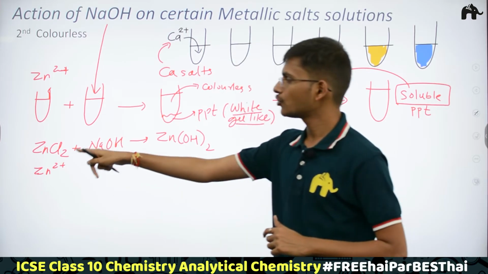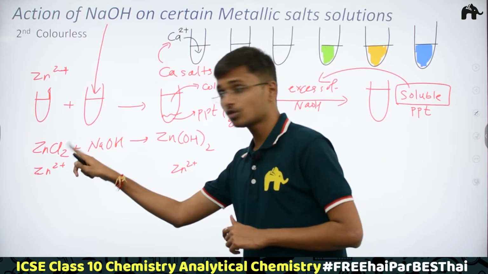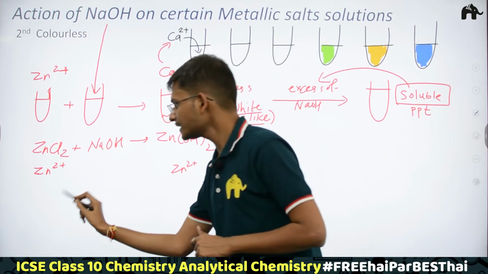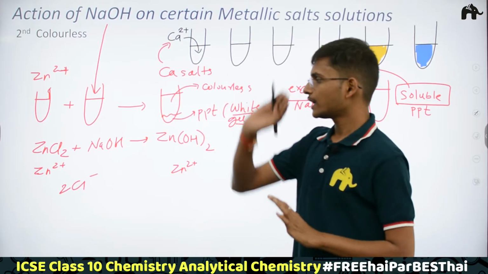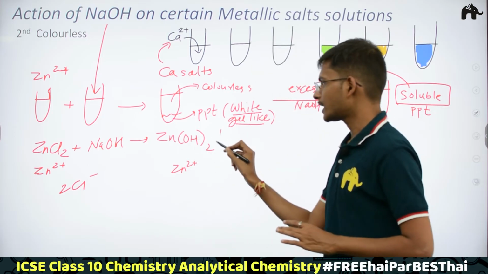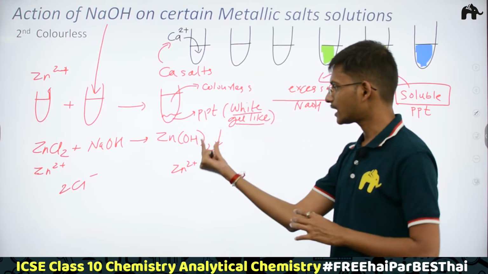Okay, since there are two chlorines, there are two chloride ions, 2 minus charge, right? So zinc should have 2 plus charge in order to balance it. So now I have the reactants and the product.